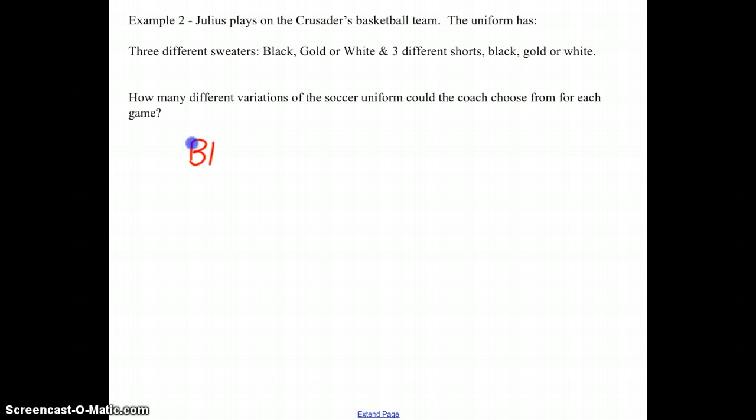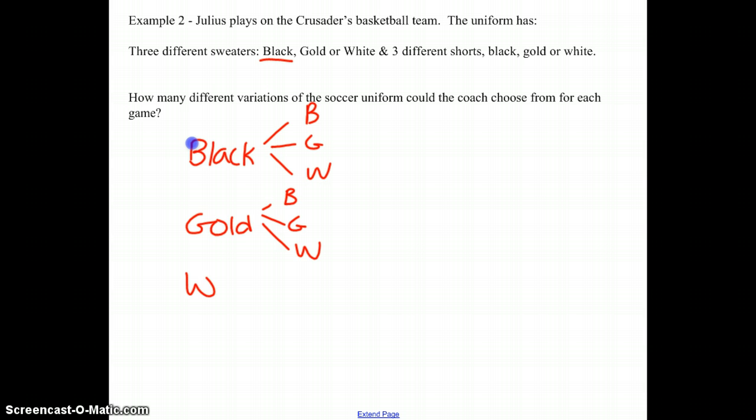So there is black, and you could have black, gold, or white shorts with it. Then there is gold, and you could have black, gold, or white shorts with it. Or you could have a white sweater with, again, black, gold, or white shorts with it. So 3 different options here, and 3 different ones for shorts. So 3 times 3 is 9 different options in total.